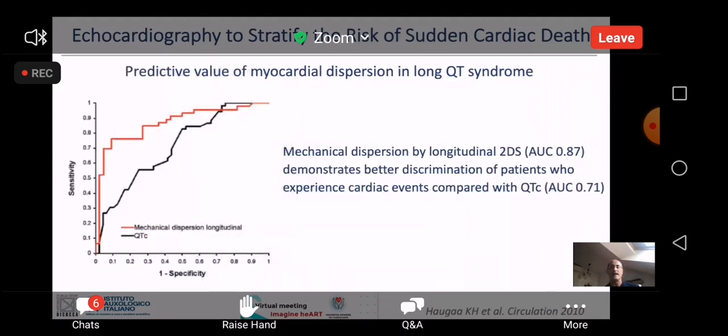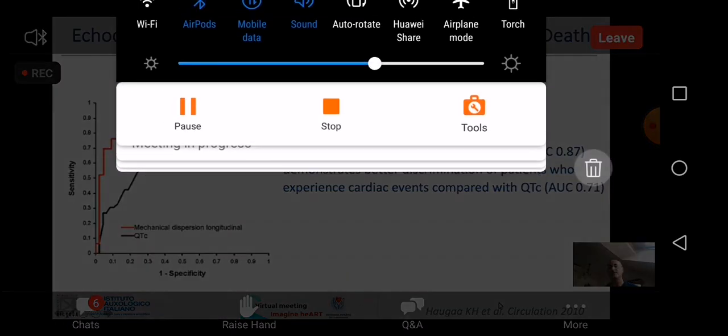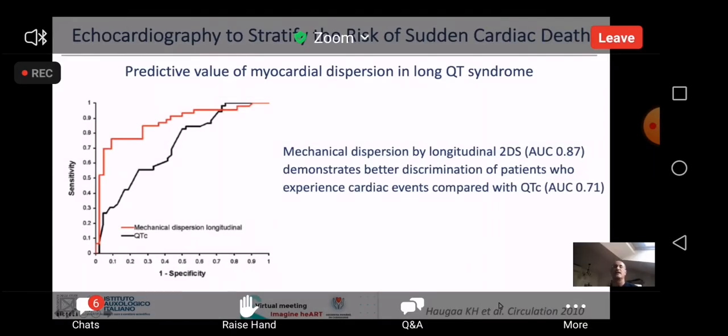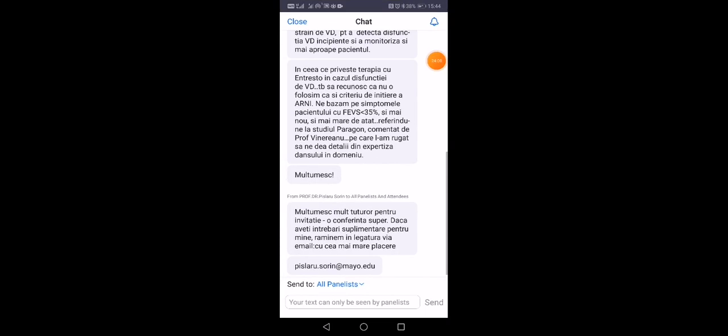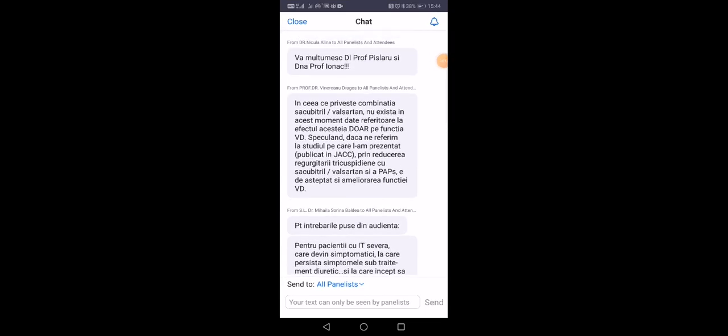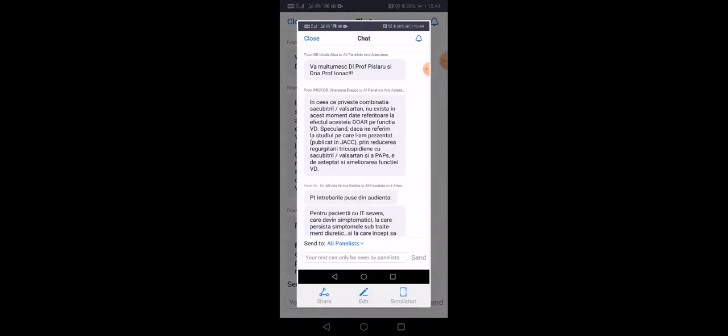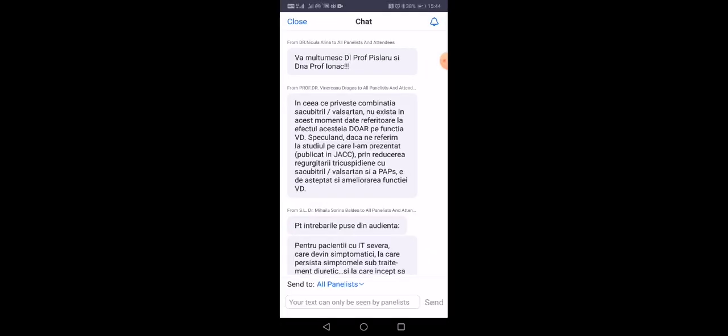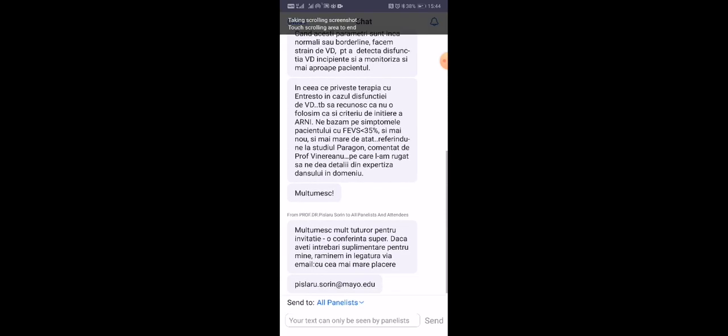And in these patients, published several years ago in Circulation, Christina Auga showed that mechanical dispersion by longitudinal 2D speckle tracking was a powerful discriminator of patients who will have events from patients who will not.